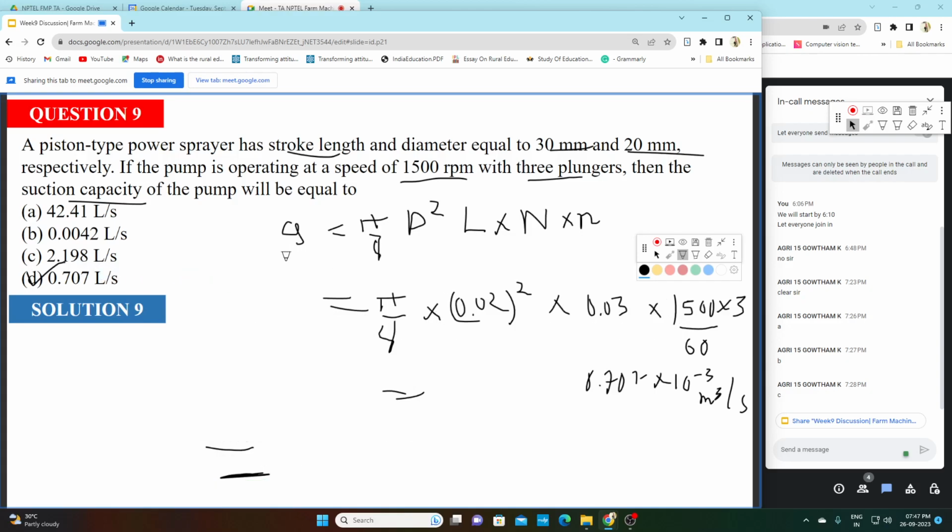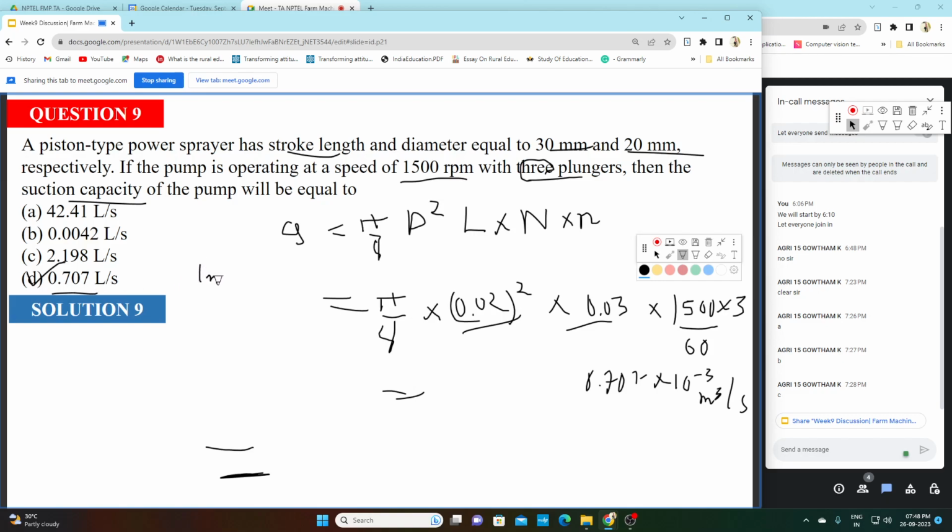So is this thing clear? Q is pi by 4 d square L into n. D is given, that is 20 millimeter or 0.02 meter, and stroke length is given 30 millimeter, that is 0.03 meter. Then RPM is given 1500 RPM, that we can convert to RPS, that is 1500 divided by 60, minute to second. That means we have to divide by 60 into number of plunger, that is small n, it has been given 3 plunger, so into 3. So you will get your answer in meter cube per second, that you can convert in liter per second.